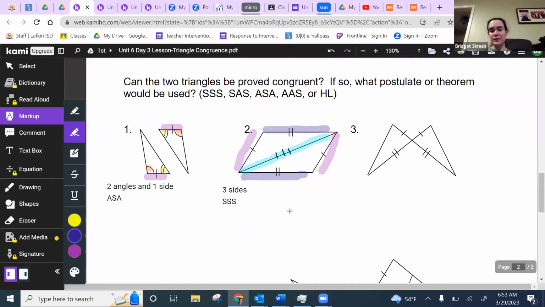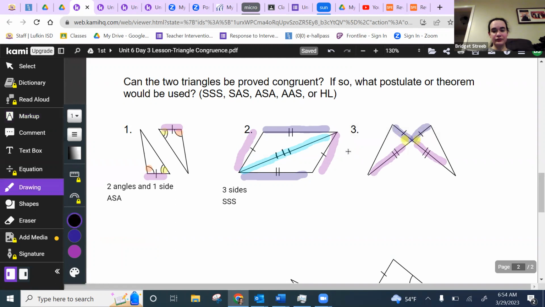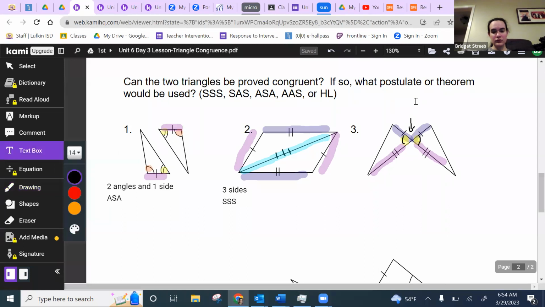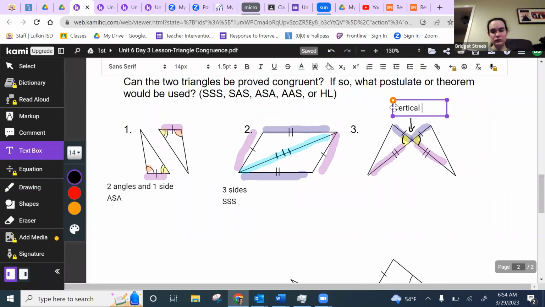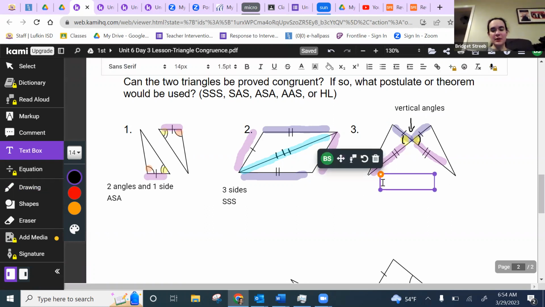Okay, our next one, we have one set of sides marked as congruent. We have a second set of sides marked as congruent. We have nothing else already marked for us, but we have vertical angles. And again, just like this line here, you mark vertical angles as being congruent to each other. So that means we have two sides and one angle marked as congruent.